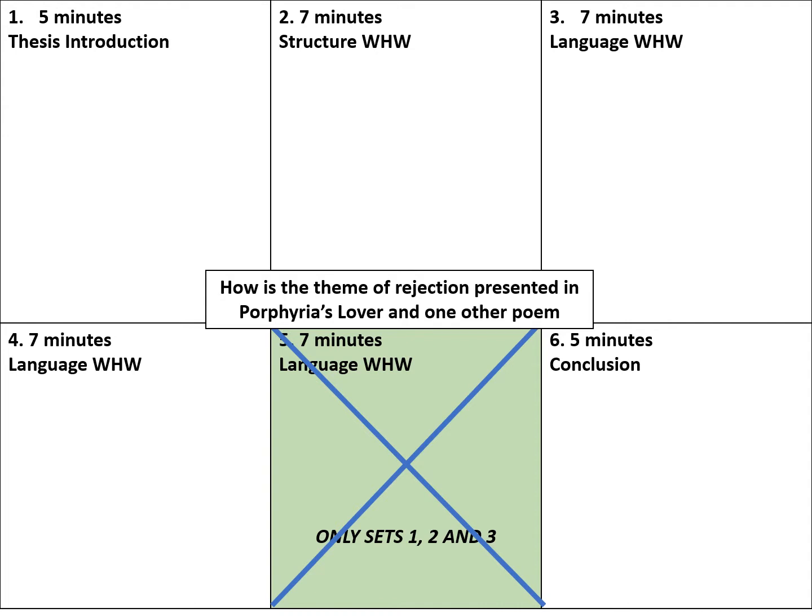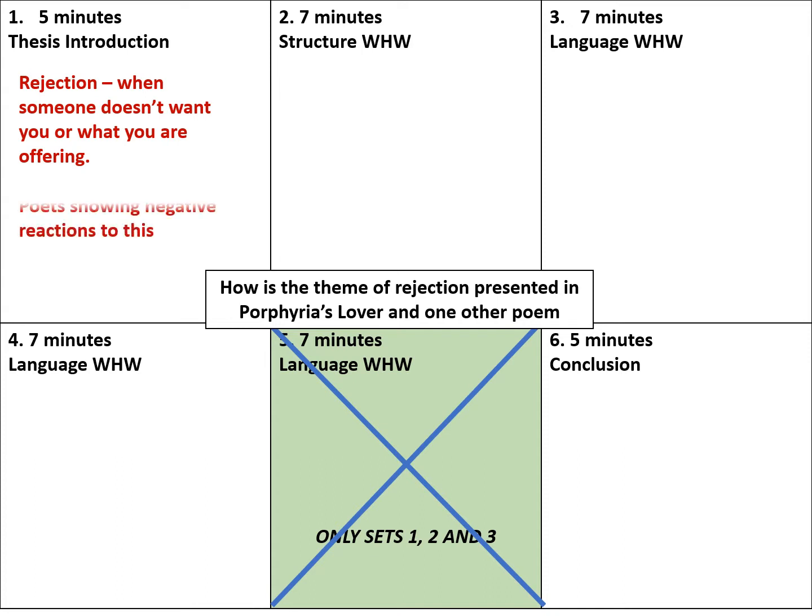Okay, now that we have our question, we need to think about what we're going to put into our introduction. So I think that the key word in this question is rejection. And rejection to me means when somebody doesn't want you or what you are offering. I'm then going to say what I think the poets are trying to show, and I think they are showing negative reactions to rejection. I'm also going to use the introduction to tell the examiner what my other poem is, and in this case I have chosen Neutral Tones. So pause this recording now to write down your notes for your thesis introduction.